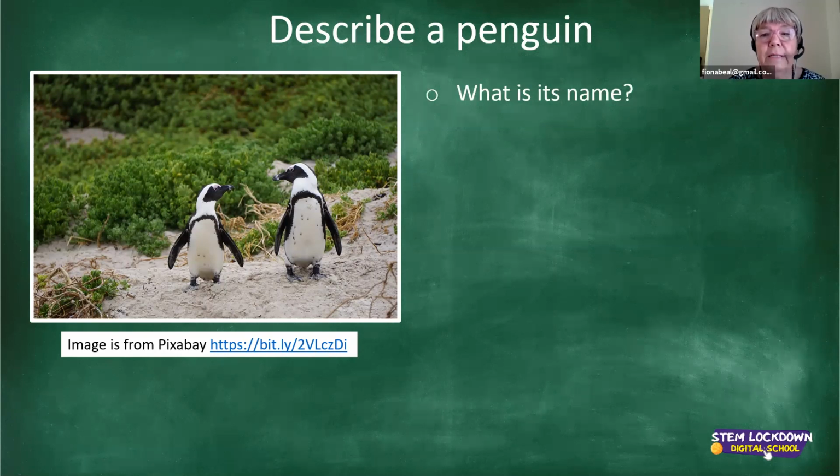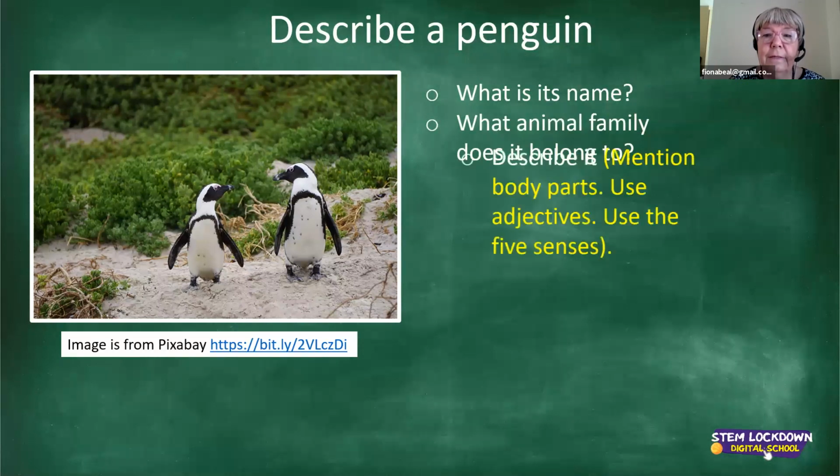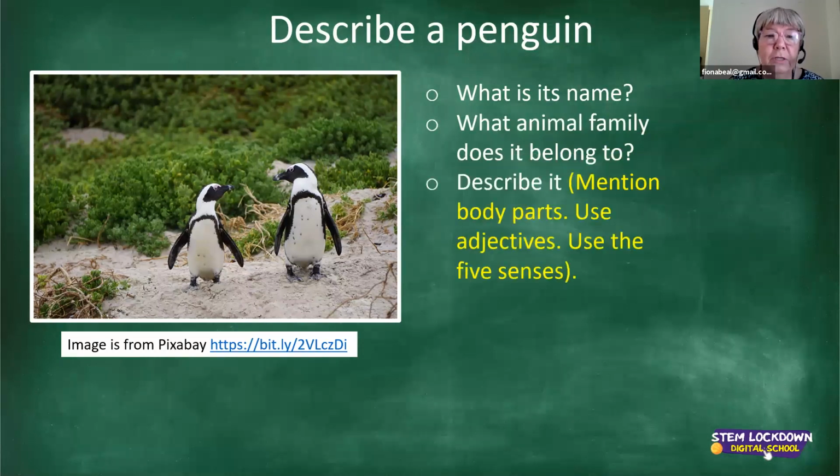You talk about its name. I am talking about a penguin. It belongs to the bird family, even though it cannot fly. And then you describe it. You mention its body parts, and you use adjectives to describe it, and you use the five senses.